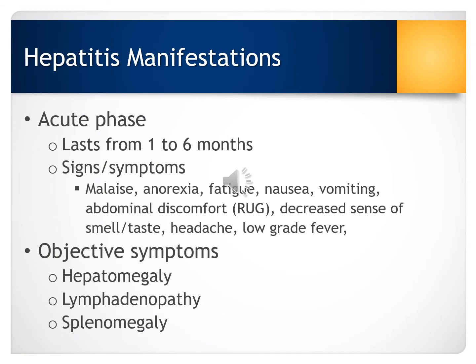Clinical manifestations of viral hepatitis can be classified into acute and chronic phases. The acute phase usually lasts 1 to 4 months. During the incubation period, symptoms may include malaise, anorexia, weight loss, fatigue, nausea, vomiting, and abdominal pain, typically in the right upper quadrant. Physical examination may reveal hepatomegaly, lymphadenopathy, and splenomegaly.